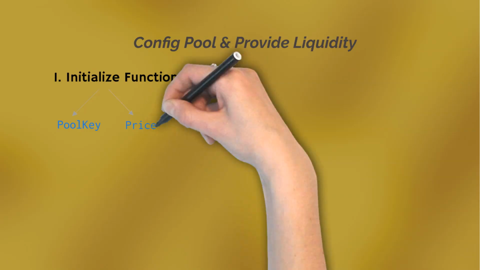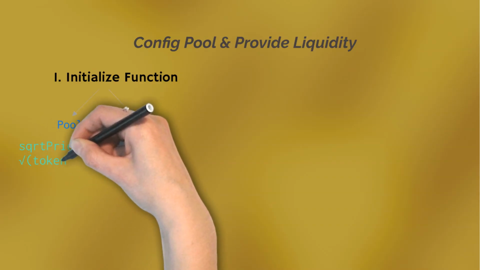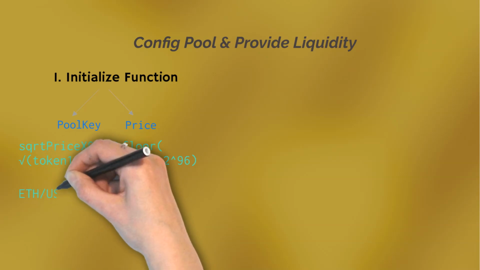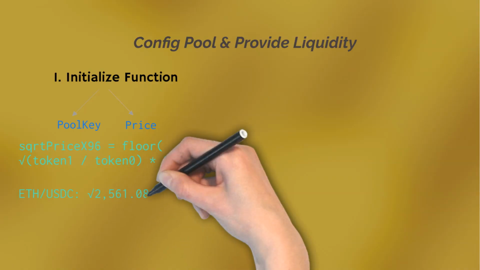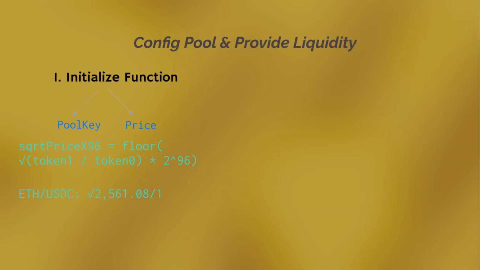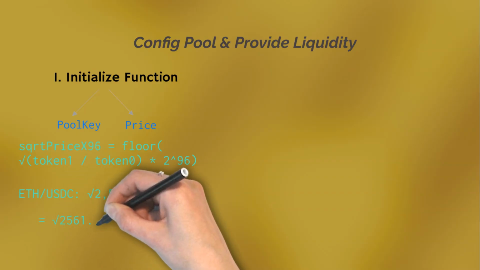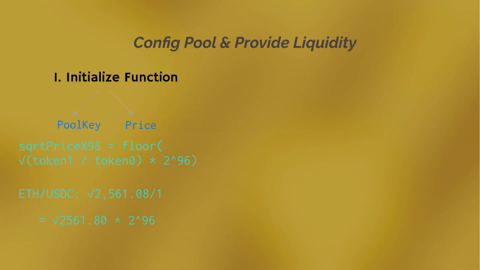But the starting price has a special formula, and it's equal to the floor of the square root of token 1 divided by token 0, multiplied by 2 to the power 96. For instance, in an ETH USDC pool, the price of the pool is $2,561.80, and USDC is the stable coin, so it's always $1. Since ETH is the native currency, its address is wrapped by the currency library to address 0, which has the lower value, as currency 0, and USDC as currency 1. The square root of 2,561.80 divided by 1 is 50. Divide that by 2 to the power 96 and it gives us this huge number on the screen.